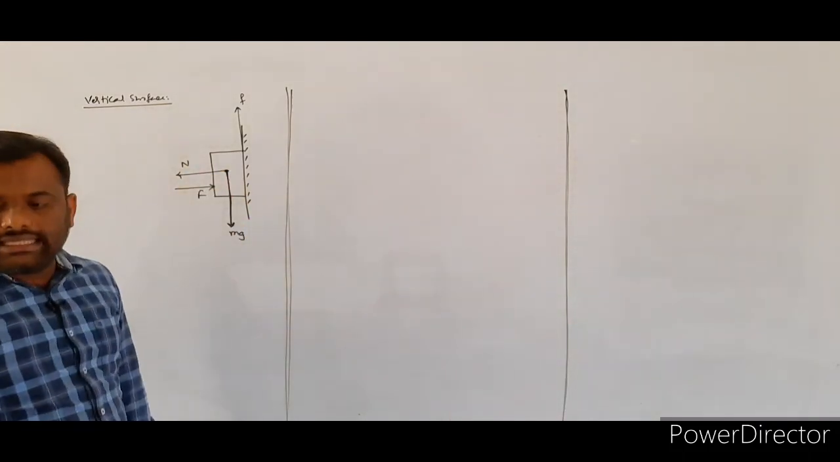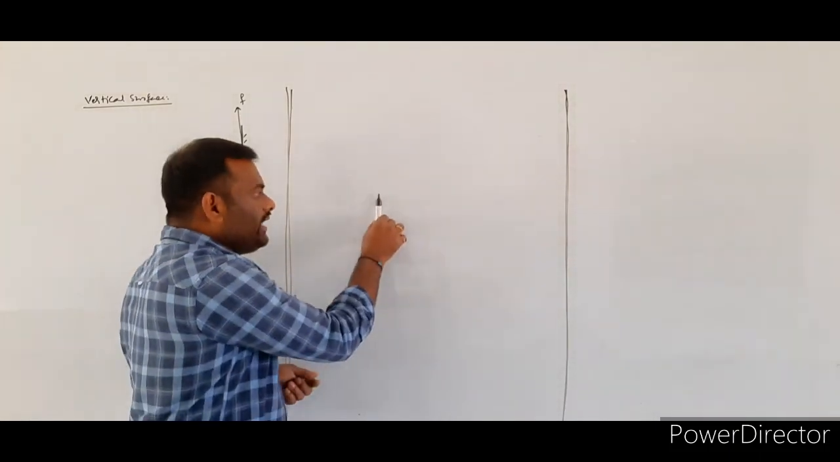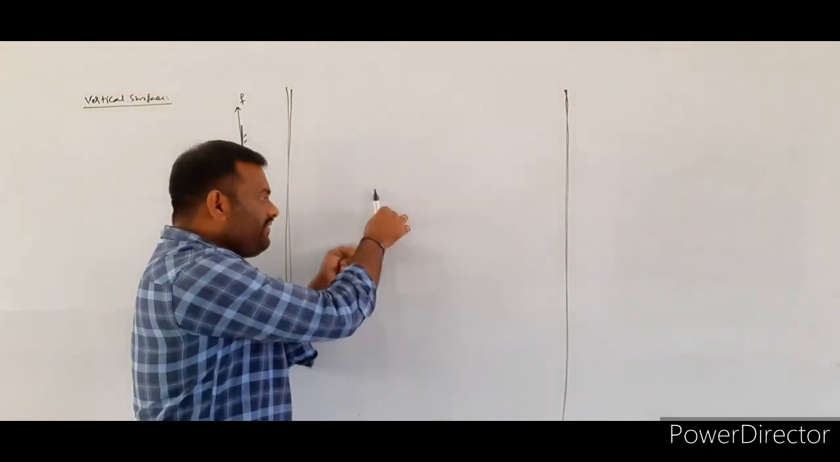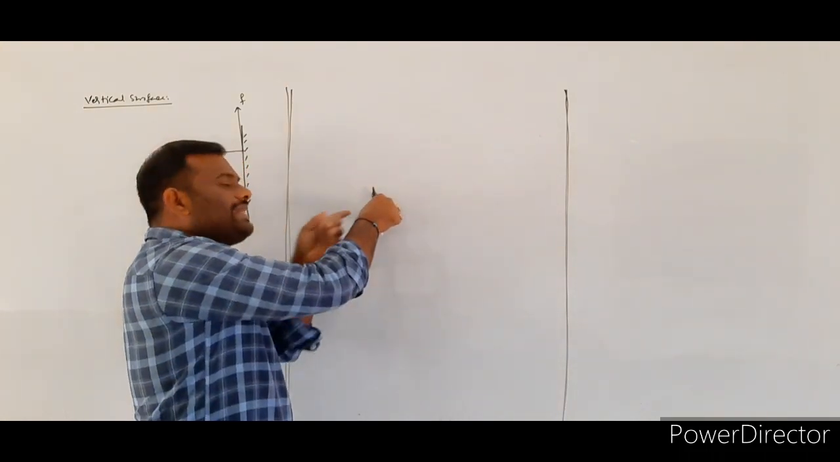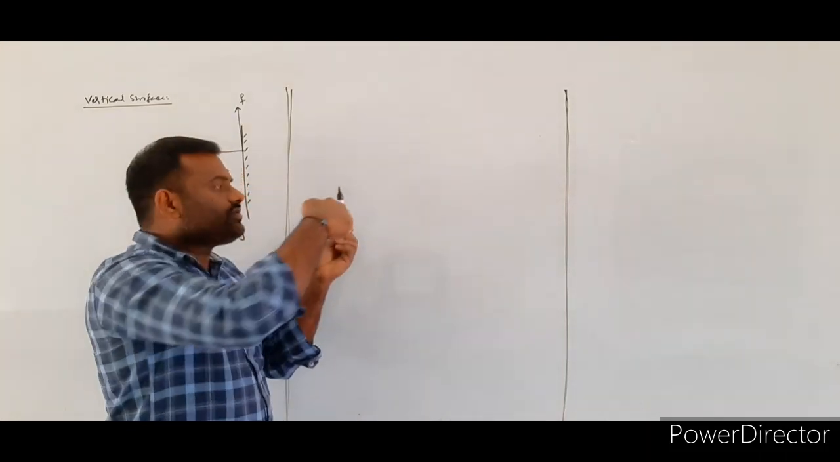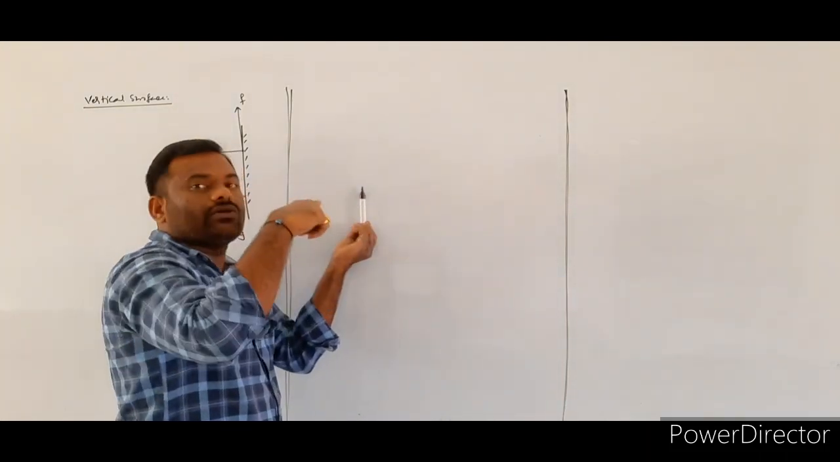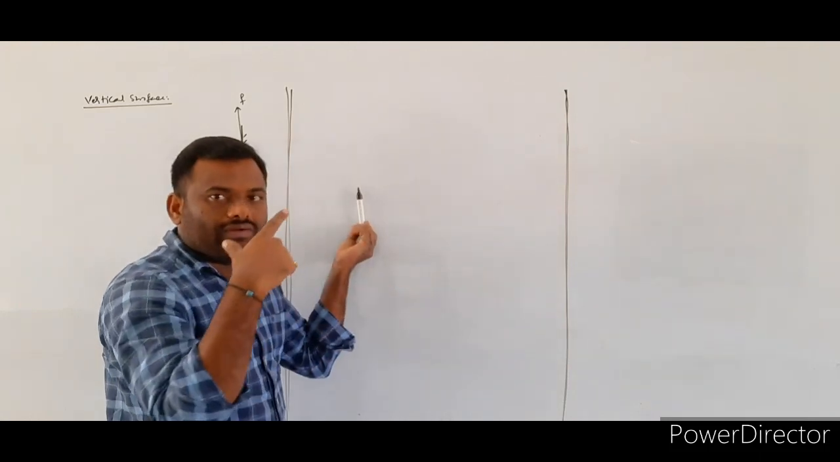Weight of the block will be acting in the vertically downward direction. So here let us assume that it is the body which is in contact with the vertical surface. The weight of the block will be acting in the downward direction. If we apply some external force over the object which is perpendicular to the surface of the contact, then only the object will be in the state of the equilibrium.